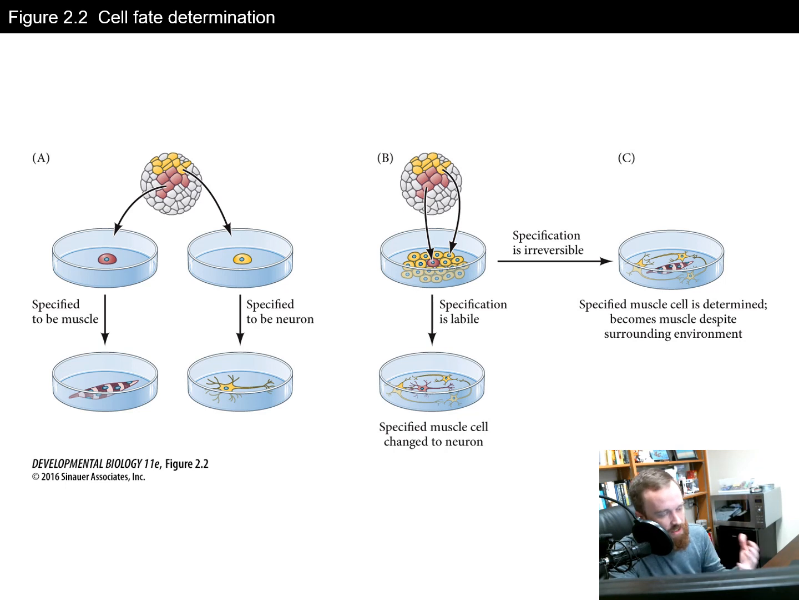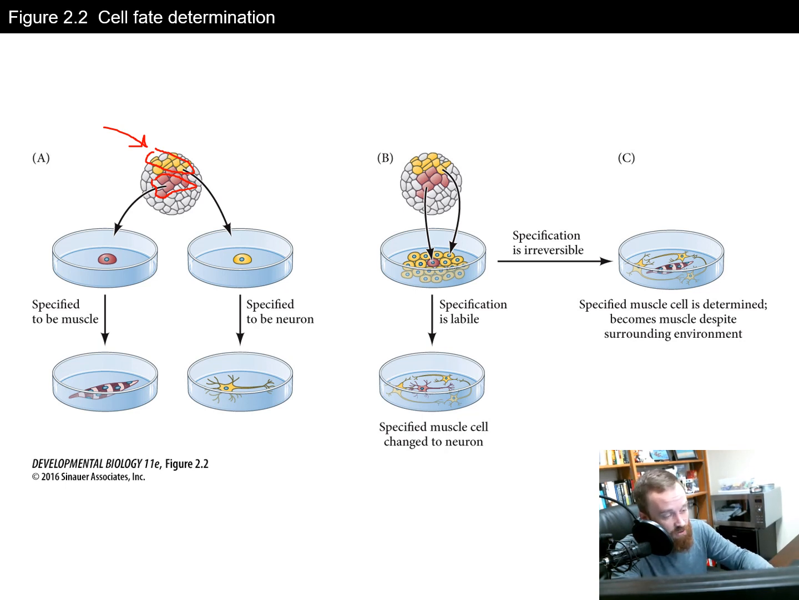Okay, so here we have an example of specification versus determination. This is just illustrating what we just went over in the last slide. Here we have a ball of cells, and in it we have two different cell types. We have purple, which is muscle, and yellow, which is neuron cells. Those are specified to become muscle and neuron respectively.